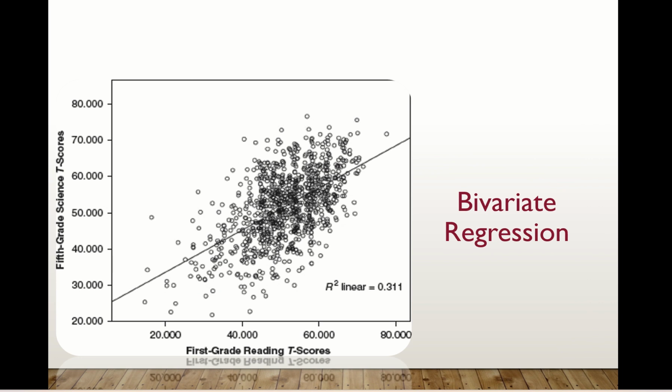So here's an example of bivariate regression, where we're just looking at the regression between first grade reading test scores and fifth grade science test scores for the dependent variable. So you can see here that this regression analysis explains about 31% of the fifth grade science test scores.